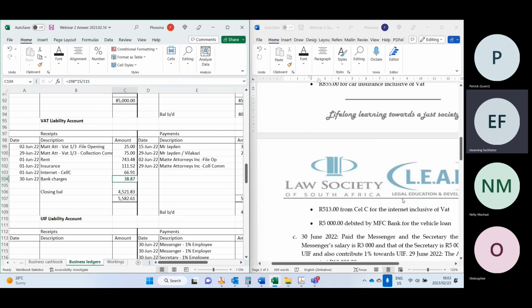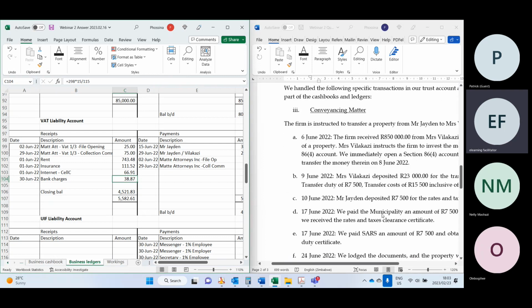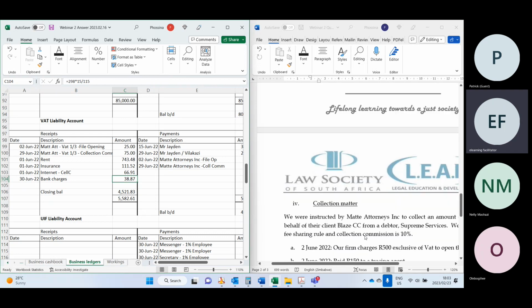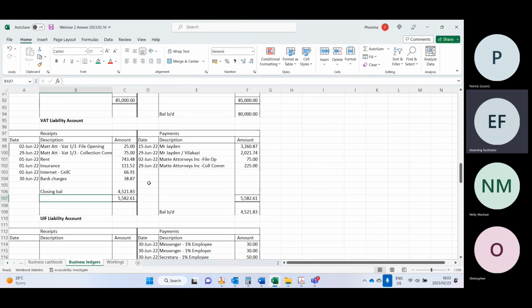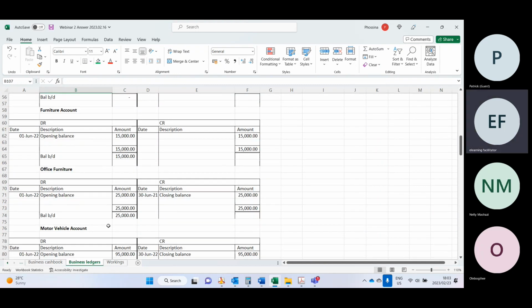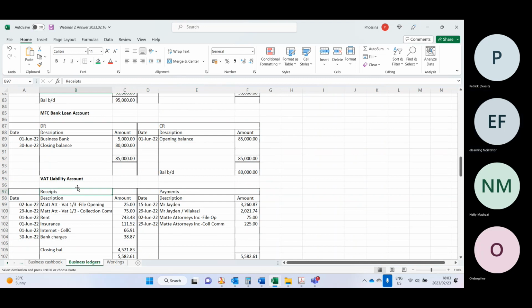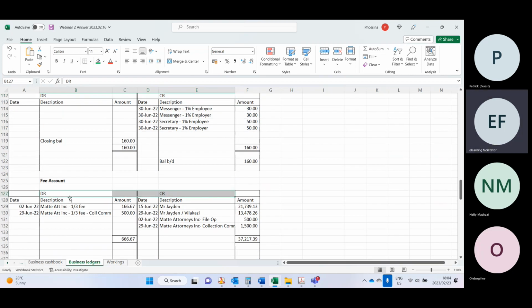So we have recorded our business transactions. We have recorded our trust transactions. We have also incorporated our conveyancing and collection matter into our question. So we are done. The only thing that you need to do is just to correct those debits and credits on these accounts. I'll correct that for you.